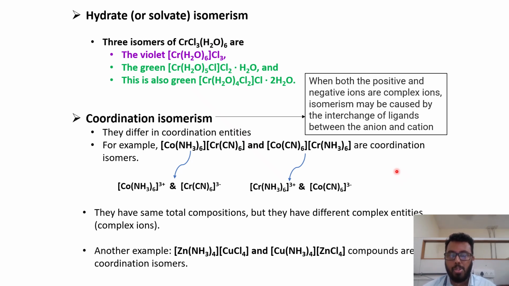Another example I have given here is for zinc, with coordination number 4: Zn(NH3)4 and CuCl4. Here also you can interchange zinc with copper, so you will get Cu(NH3)4, and instead of copper you can interchange with zinc and you will get ZnCl4. These are also called coordination isomers. Why? Because both the positive and negative ions are complex ions, and the isomerism is caused by the interchange of ligands between the anion and cation.